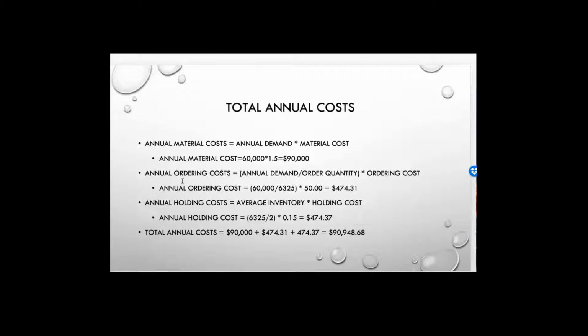Okay, then back to the holding cost. Basically, you take your average, which is your EOQ divided by 2, multiply that by your holding cost per item, and in this example, it's 474.37. So then you add up all the numbers, and in this example, it comes out to 90,948.68.